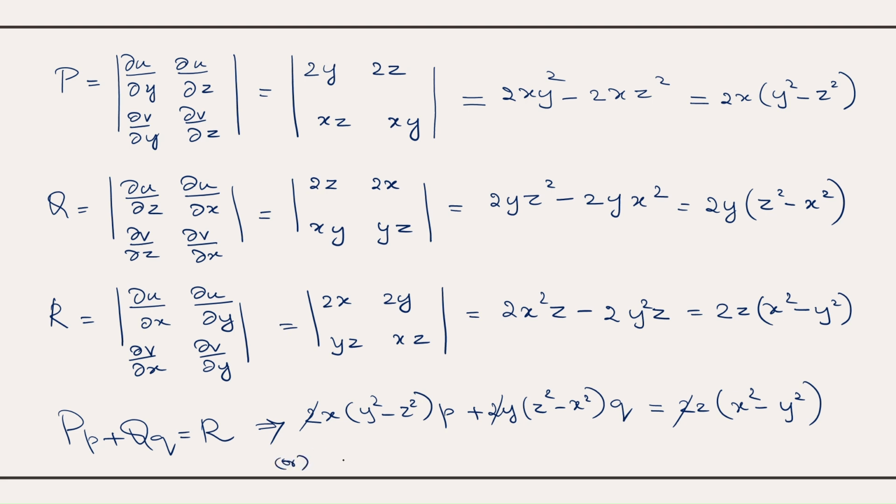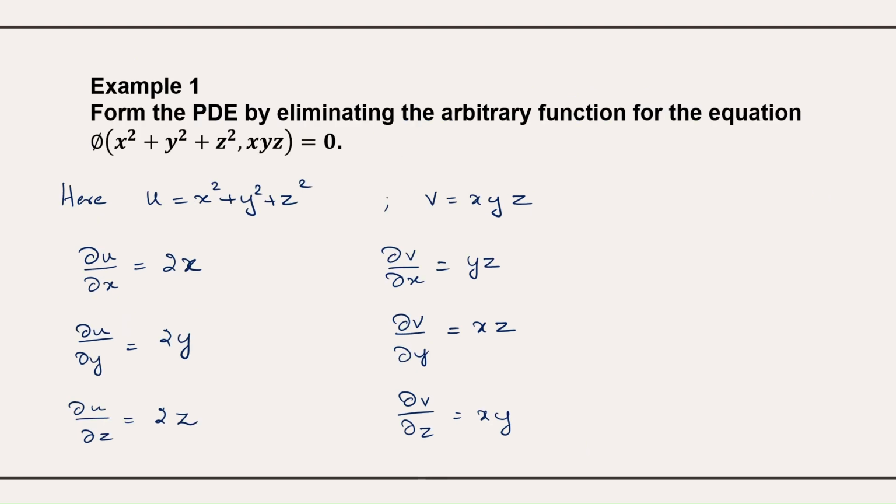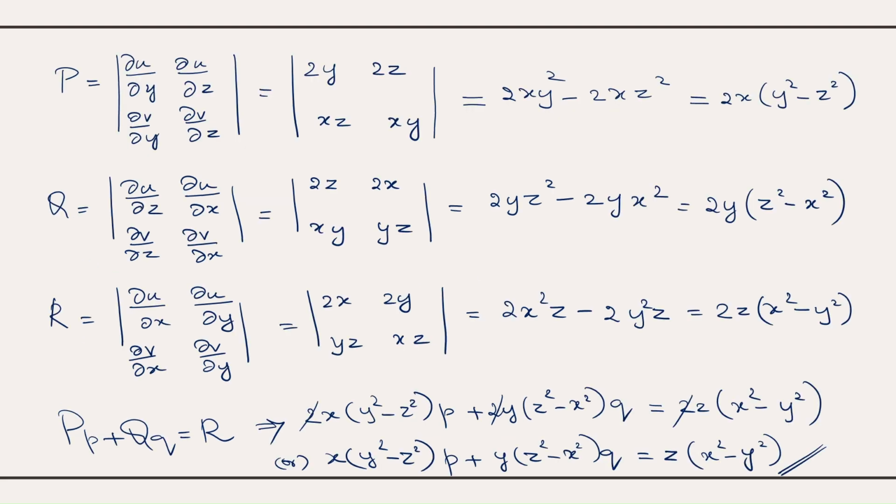So finally the partial differential equation is x into (y square minus z square) into small p plus y into (z square minus x square) into small q is equal to z into (x square minus y square). So this is a partial differential equation we have obtained by eliminating the arbitrary function phi in this equation. The resultant equation we have obtained here is a first order partial differential equation.